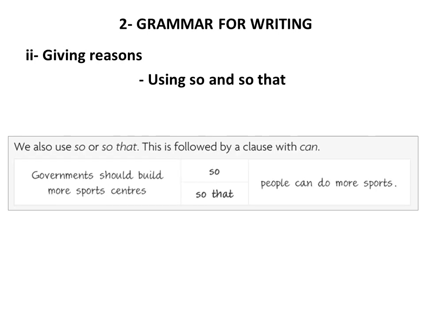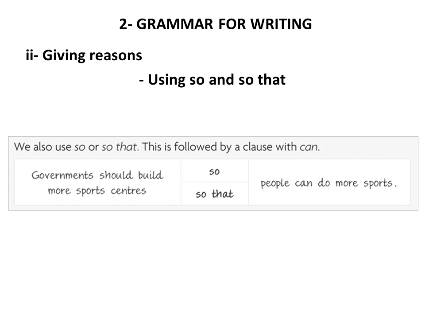The last linker we are going to use to give reasons is so and so that. Governments should build more sports centers so people can do more sports. Or governments should build more sports centers so that people can do more sports.